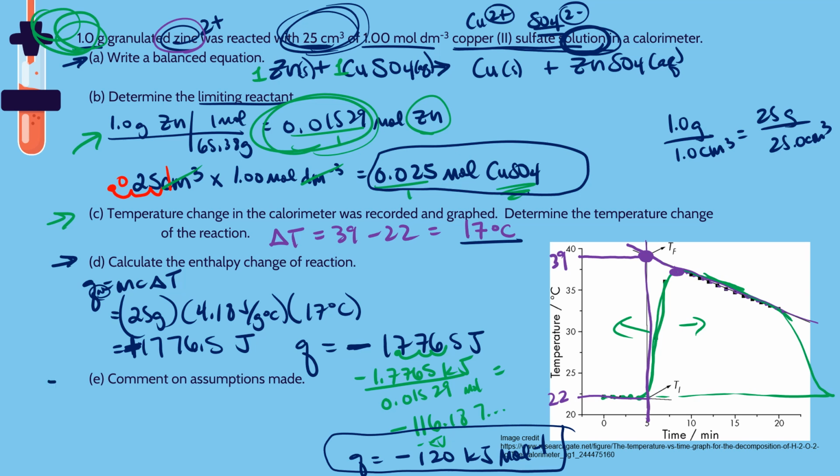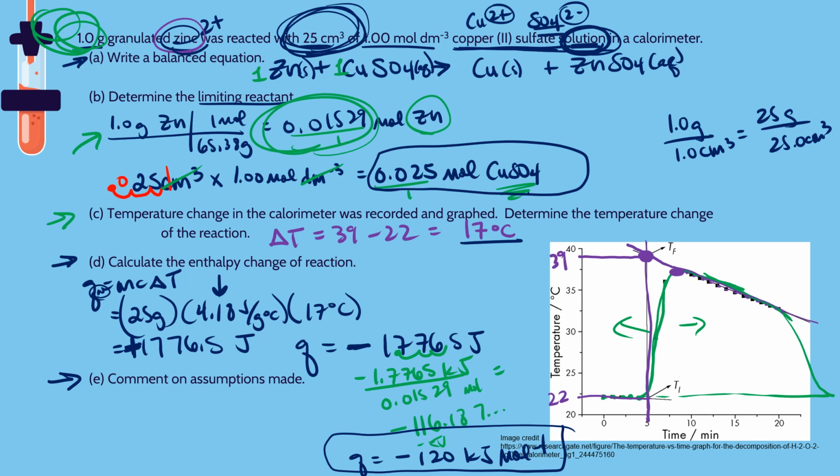Let's talk about the many, many assumptions that we made in order to get to this answer. Number 1, we pretended like the density of water is the same as the density of copper 2 sulfate solution. They're not exactly the same. They're close, but not exactly the same. We also pretended like our solution's specific heat was the same as the specific heat for water. Similar, but not exactly the same.